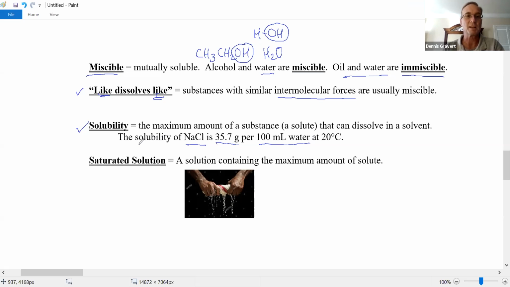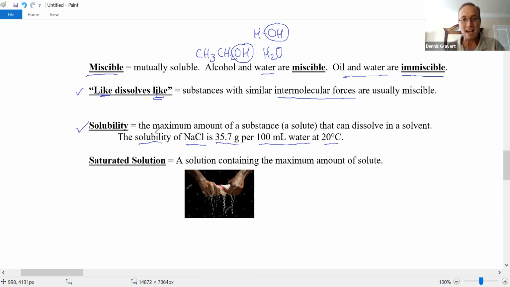What is the solubility? And it turns out at room temperature, at 20 degrees or so, you can get 35.7 grams of table salt to completely dissolve in 100 mils of water. That's the max. That's the maximum solubility. If you try and put in 40 grams in 100 mils, there'll be some undissolved salt left over. 35.7 grams dissolves in that 100 milliliters and then no more. That's the maximum, unless you change the temperature. We'll talk about that near the end of this video.